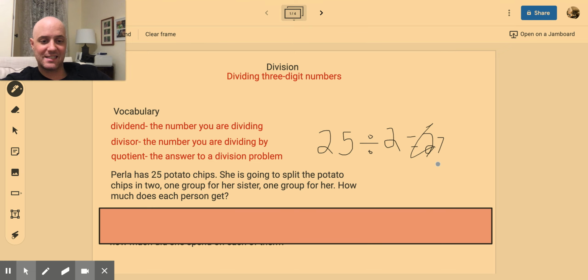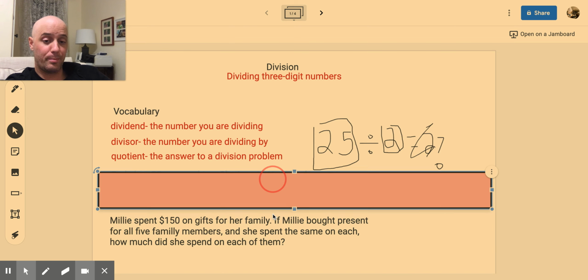So the dividend, the number you're dividing, she's dividing 25. The divisor, the number you're dividing it by, she's dividing it by 2. So she's dividing 25 by 2. And then the question mark here, that's the quotient. It's the answer. We don't know what it is yet. That's how much each person gets.